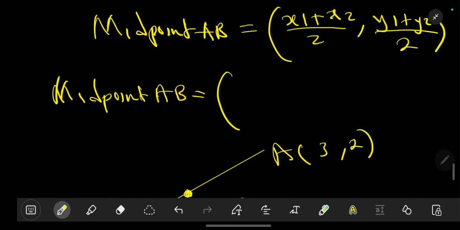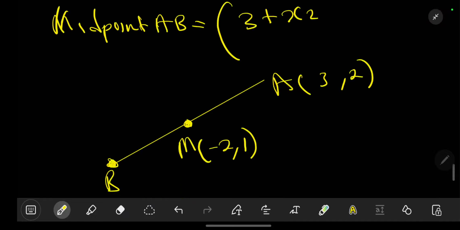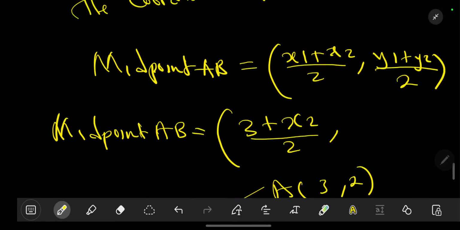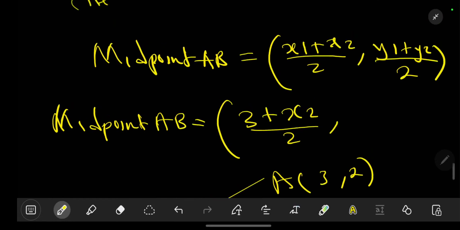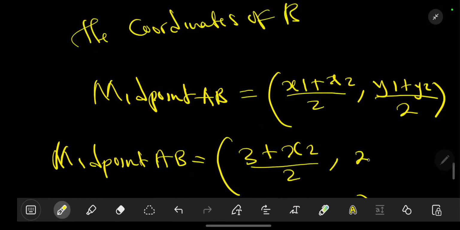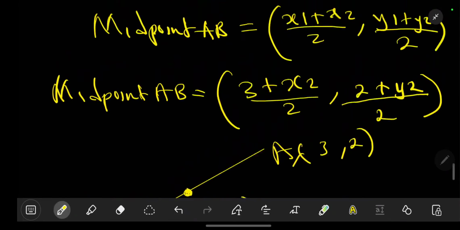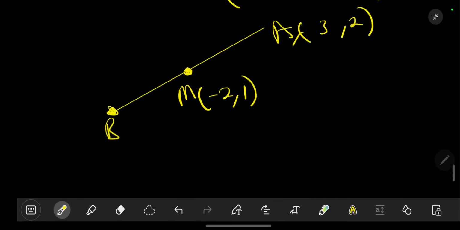So we are going to say it will be 3 plus x2 over 2, comma, for y1, it is the a coordinate of y, which is our 2. We don't know B, so we say 2 plus our y2 over 2, like that. So with this done, the midpoint of AB, we have been provided that it's -2, 1. So we are going to write like that.